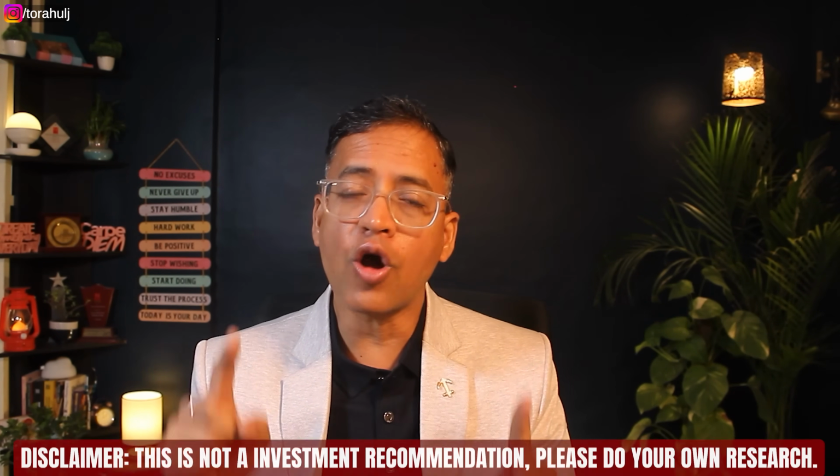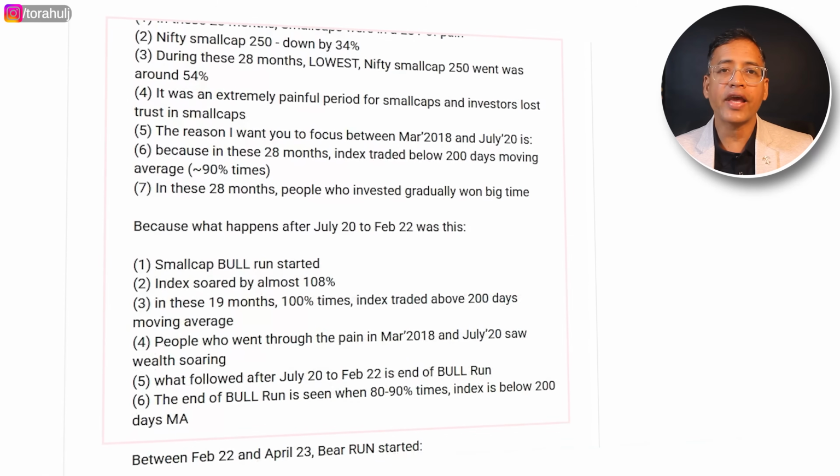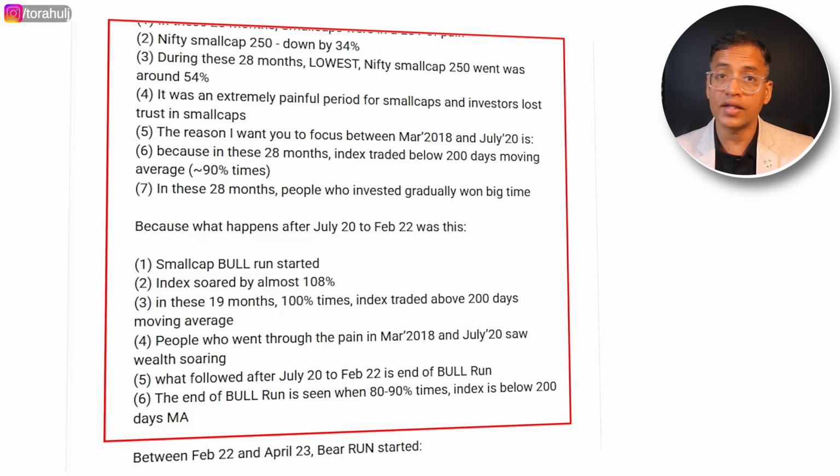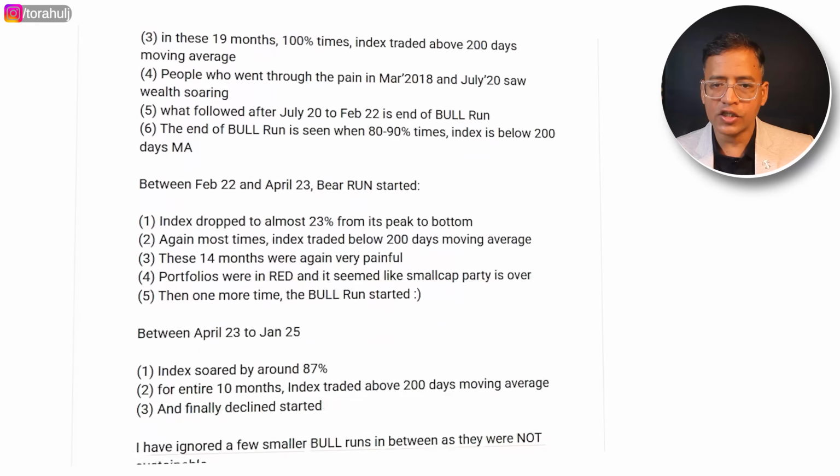Before that, I haven't talked about small cap, mid cap or large cap. I'm very bullish right now on the small cap sector. Why? I did a very detailed post on my community just a few days back where I talked about why I feel that the small cap cycle is about to reverse in the next few weeks or so. I've gone through a lot of details and did this analysis for my community.